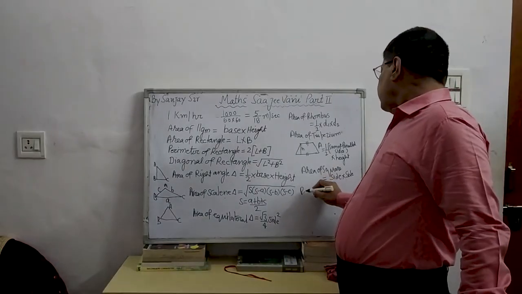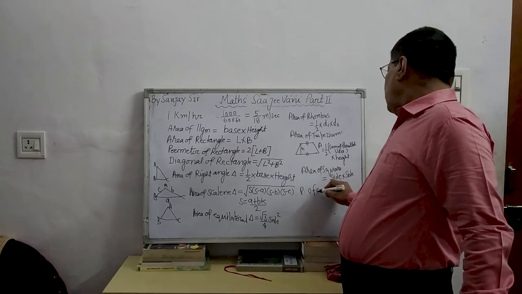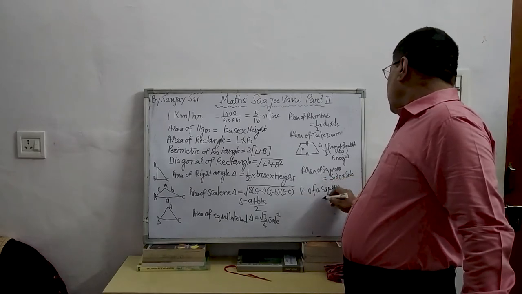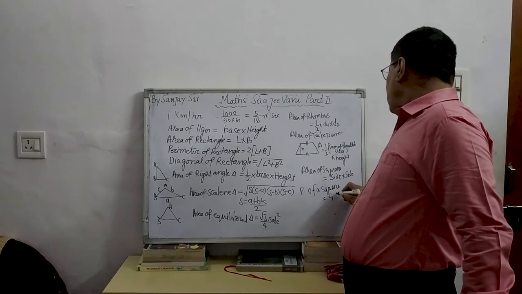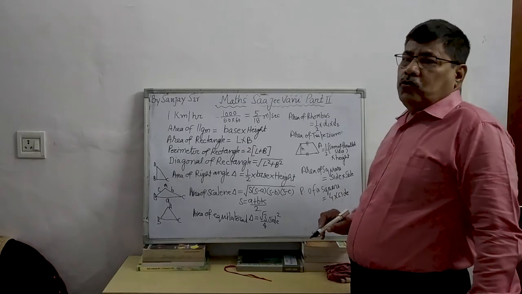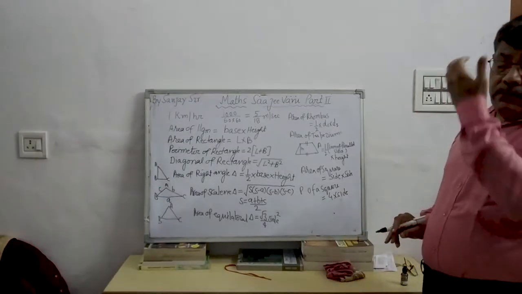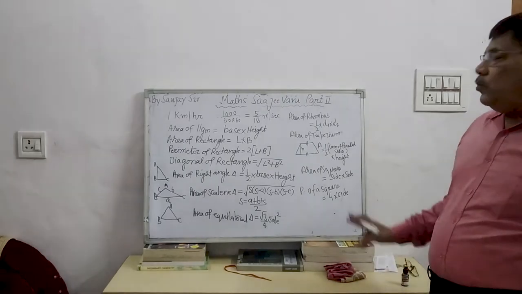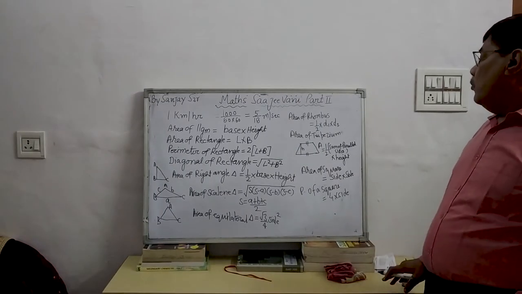Perimeter of a square. Perimeter of a square is equal to 4 into side. Because all sides are equal, you can add them, side plus side plus side plus side, or directly multiply it by 4, and you will get the perimeter of the square.